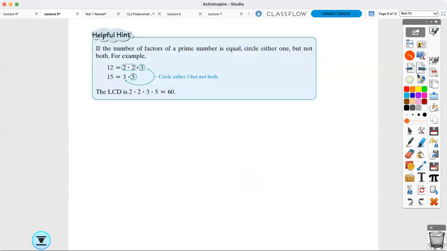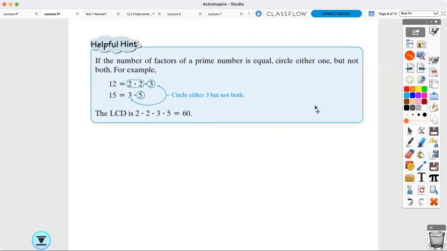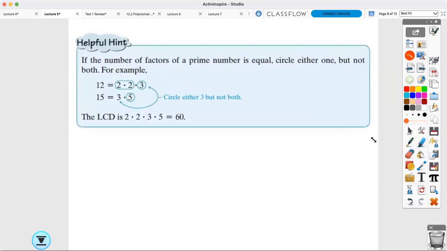All right. Now, helpful hint, guys. I do want you to write this because I don't want you to make this mistake. I've seen it happen a lot. This is why I included this in my notes. If the number of factors of a prime number is equal, like there's the same number of threes in both numbers, you circle only one, not both. So I'll give you about 2 minutes to set this helpful hint into your notebook, and then we'll move on unless people need more time than 2 minutes, okay?